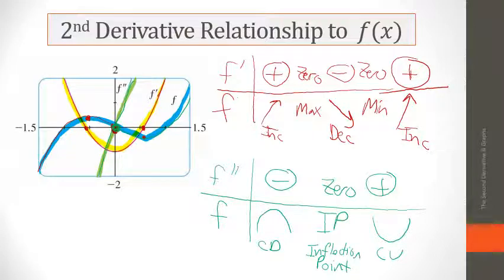So our second derivative, okay, let's refresh. Our first derivative tells us where we're increasing, decreasing, and where we have local max, local min. Our second derivative tells us where we are concave up, concave down, and where we have inflection points.